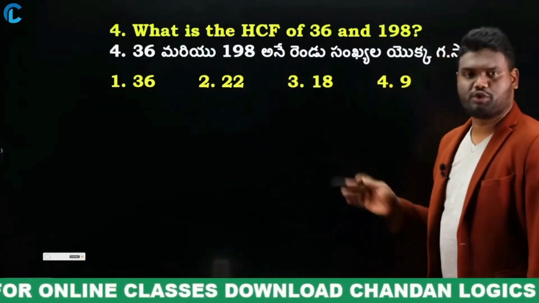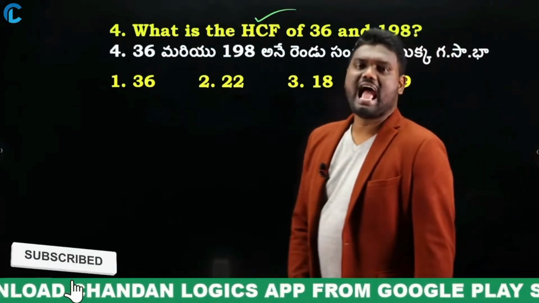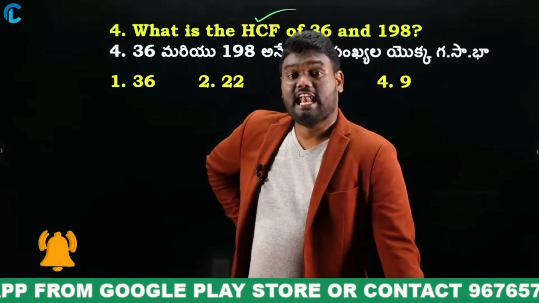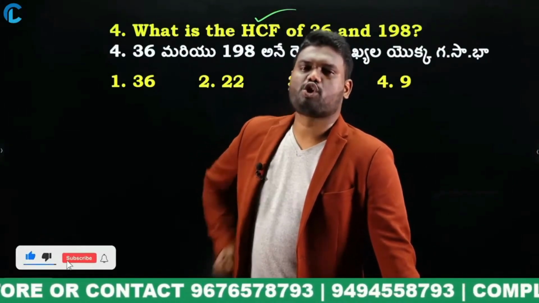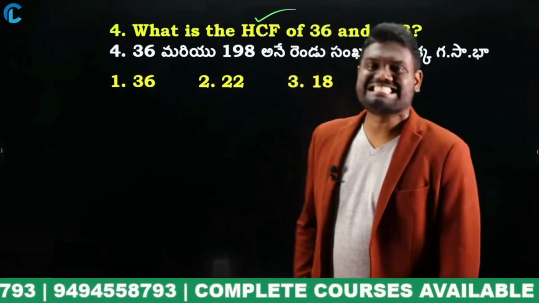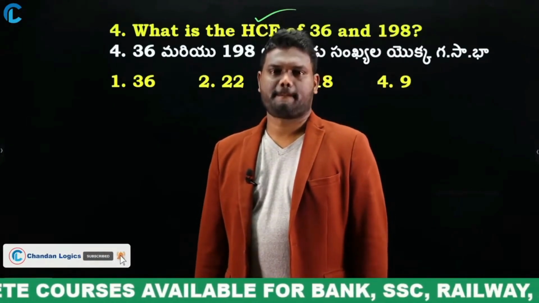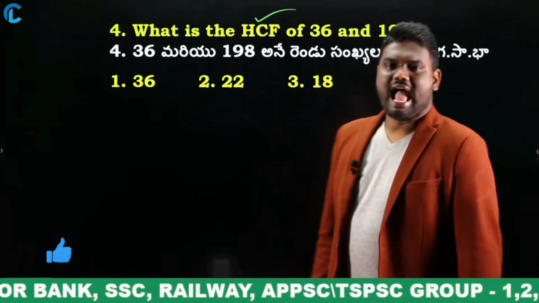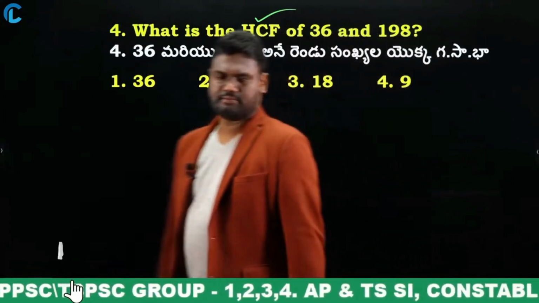Next we have questions based on HCF. HCF is nothing but highest common factor. LCM is least common multiple. HCF means highest common factor. HCF is also called GCD, greatest common divisor. Is that clear? So we need to find the HCF of 36, 198. Is that clear?